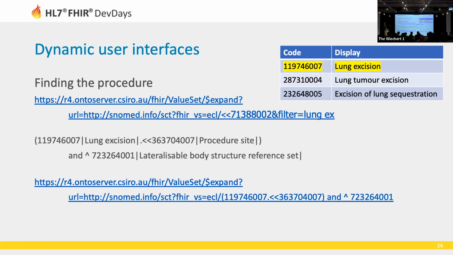So I'm going to either get 0 results from that because I'm going to find out that the procedure site for the lung excision is not lateralizable, or I'm going to get back the procedure site because it is lateralizable. And that's what that expand request can do. So that's a simple way of finding out where the laterality is. And there's lots of other examples you could do with this sort of thing.